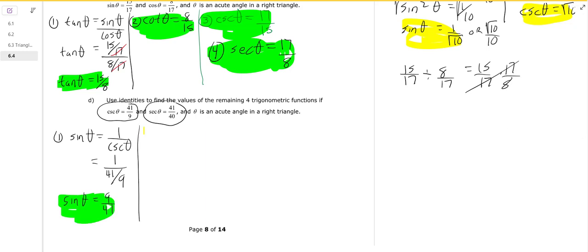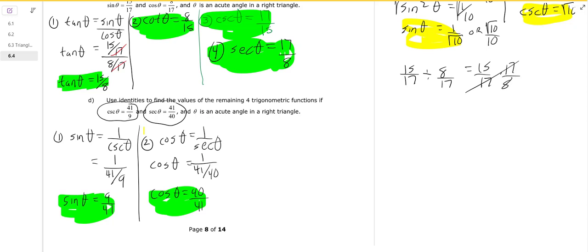Okay, then we can get the cosine. The cosine theta is 1 over secant theta. So you could do this the same way or just do the reciprocal in your head. So that's 1 over 41 over 40. So the cosine of theta would be 40 over 41. Okay, so we got that.